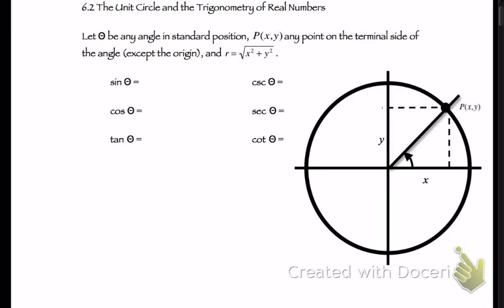Okay, this will be 6.2, the unit circle and the trig of real numbers. This will be day number 2. In the day 2 video, what you're going to see is how to determine whether a trig function is going to be positive or negative in certain quadrants.